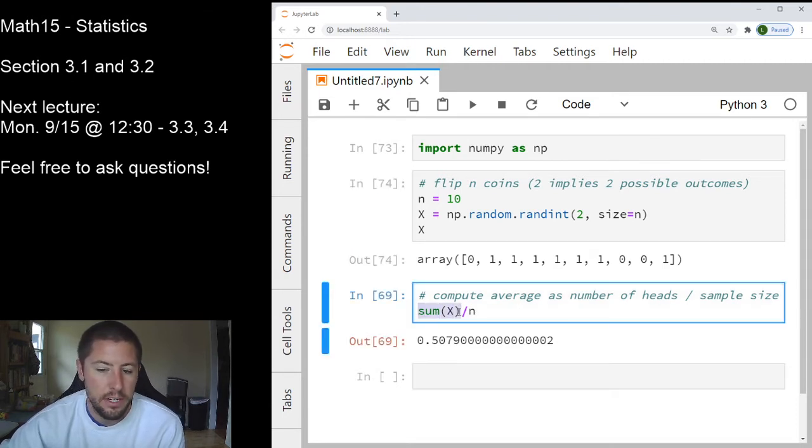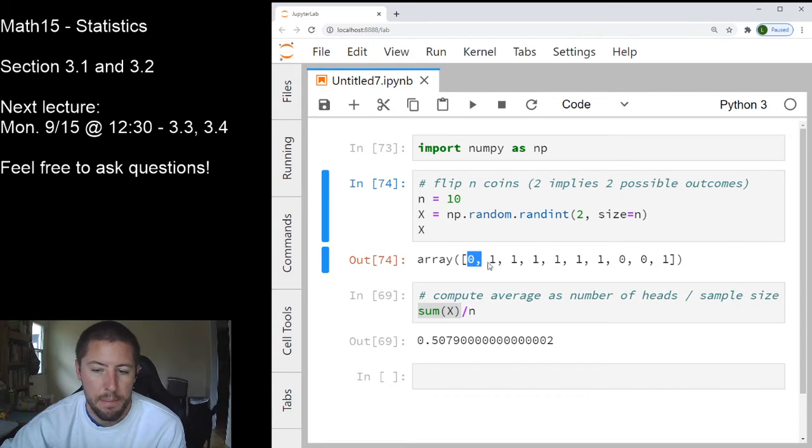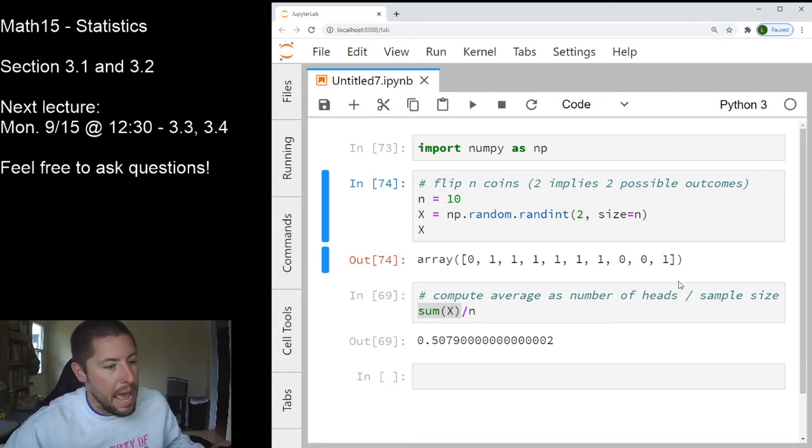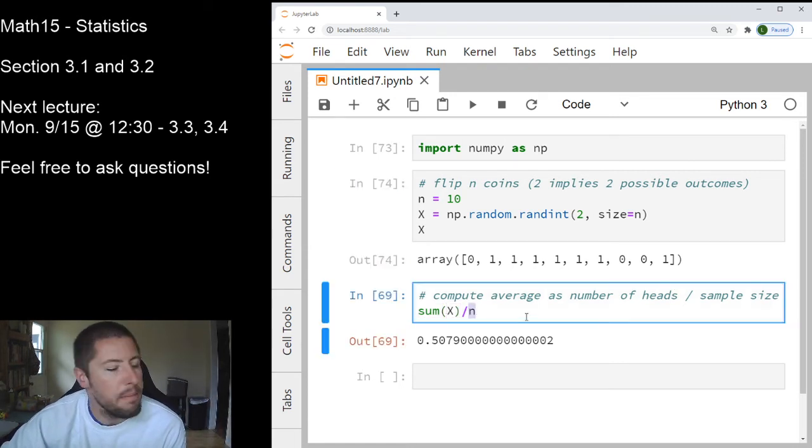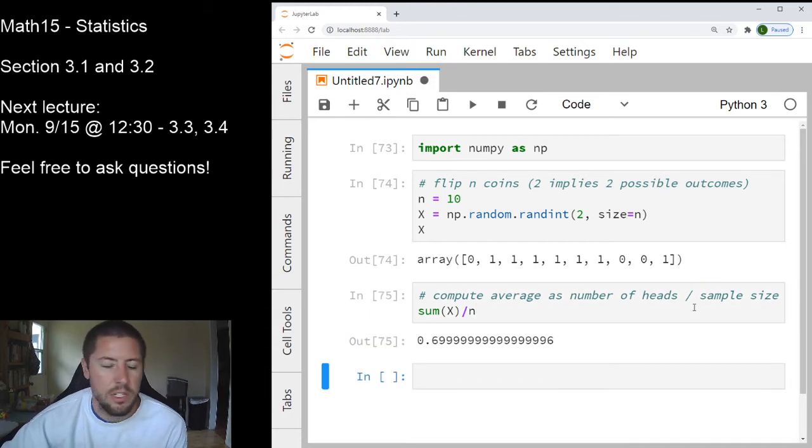Well, it looks like what I can do is I can actually just add up the numbers in this list right here, and that will tell me exactly how many heads we have, because 0 is tails. That's the thing that wouldn't, in a sense, get accumulated in the sum. So if we add up the number of heads and divide by the total number of observations that we had, then this will tell us the average that we saw.